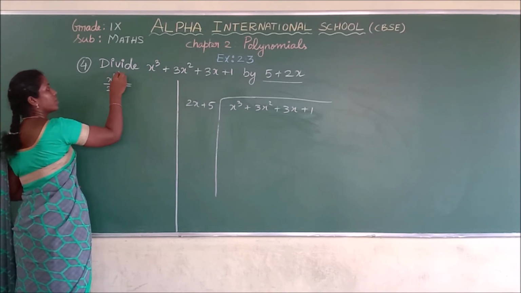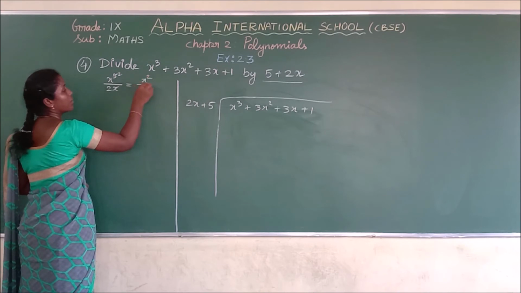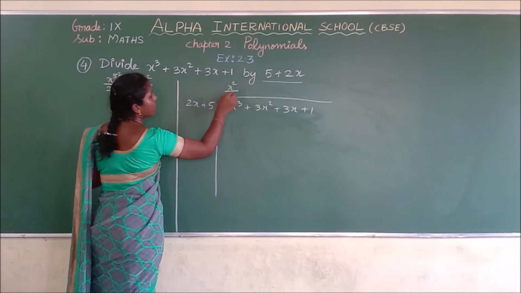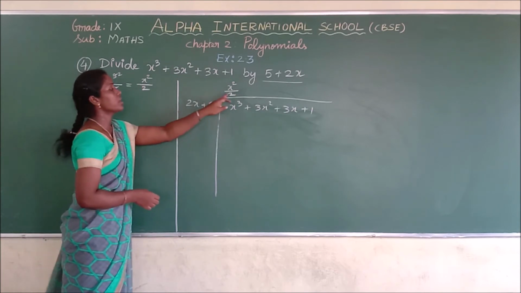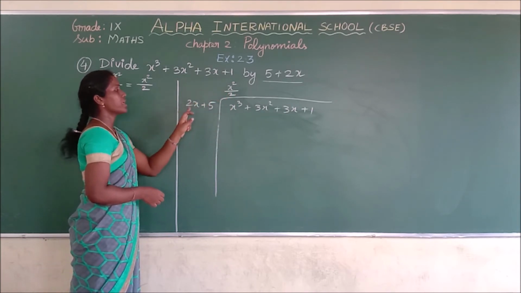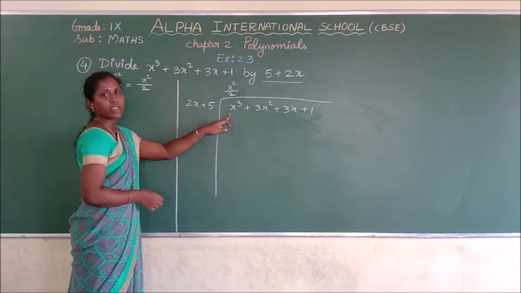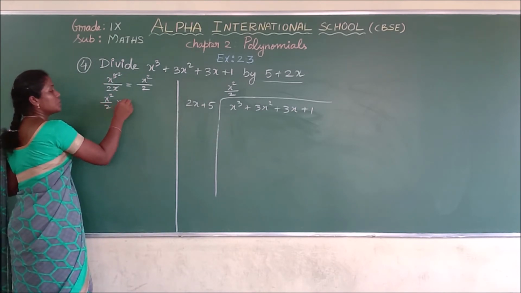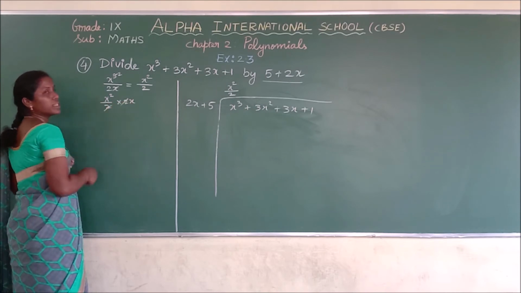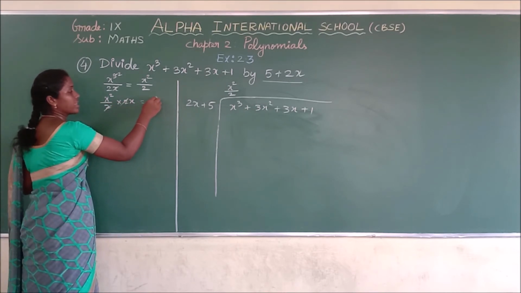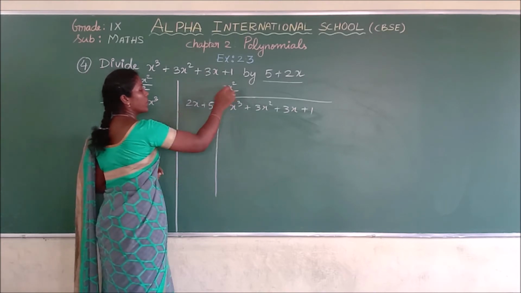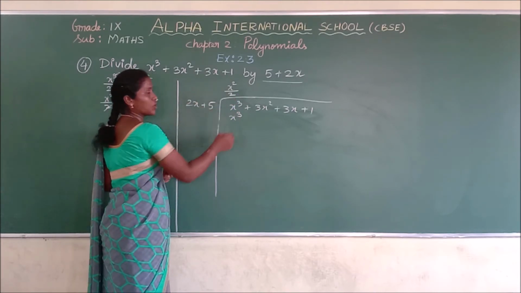So, what is the value? It will be x square by 2. So, the first term of the quotient is x square by 2. You can ask how. If you multiply x square by 2 into 2x, you will get x cube. Check it. x square by 2 into 2x, the 2 and 2 get cancelled, and x square into x is x cube. Automatically we get the first term. So by multiplying this we get x cube.